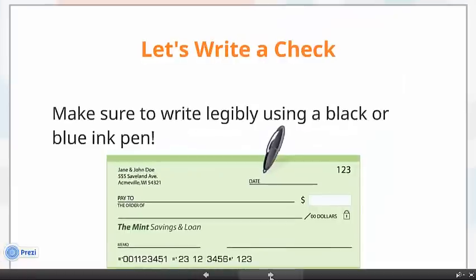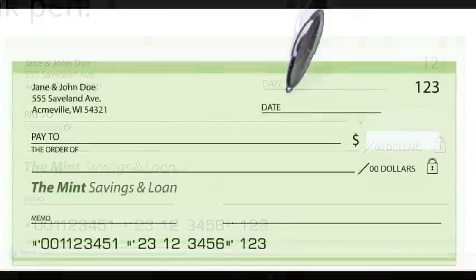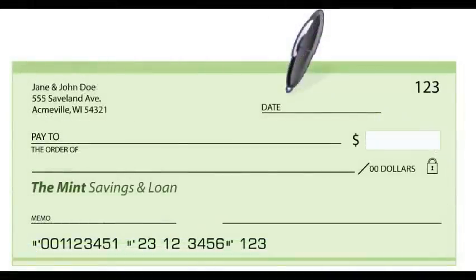So let's write a check. Make sure you write legibly and use a black or blue ink pen. The first step to writing a check is to enter the date in the blank in the upper right corner. Include the month, the date, and the year. You can write out the date, or you could just use the numbers. So today is January 14th, 2014.